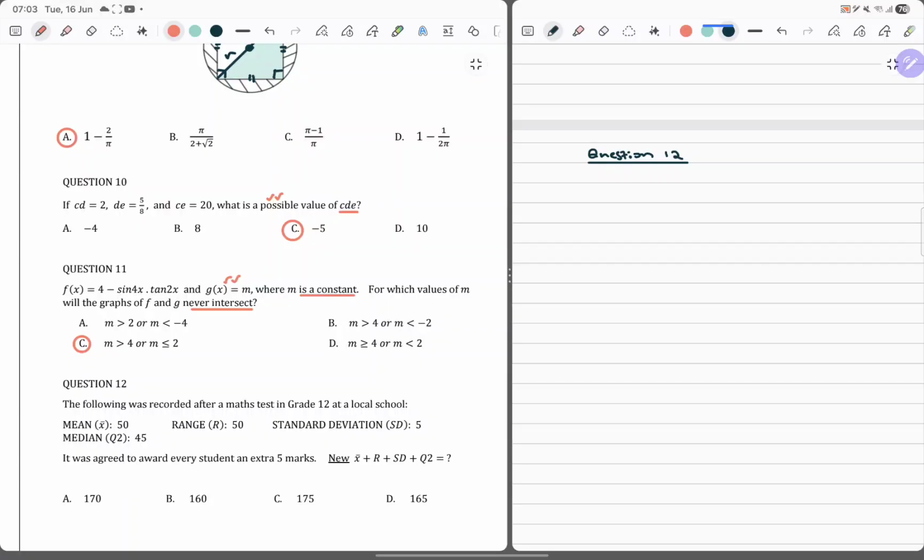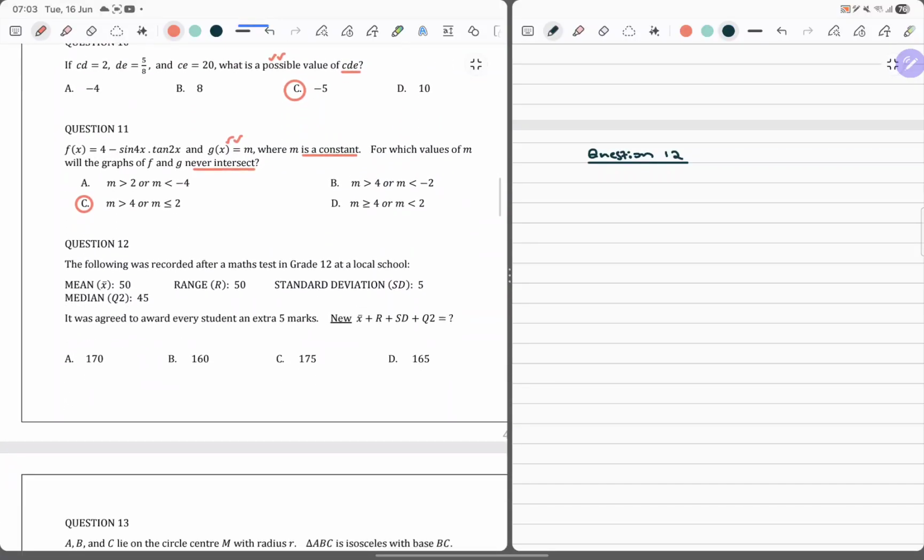Question 12 says, the following was recorded after a maths test in grade 12 at a local school. Okay, minimum mark was 50%, range was 50, that's a measure of spread, standard deviation 5, that's another measure of spread, median, that's a measure of central tendency, 45. Now the question says, it was agreed that every student is awarded an extra 5 marks. So we need to find the new sum of the mean plus the range plus the standard deviation plus Q2.